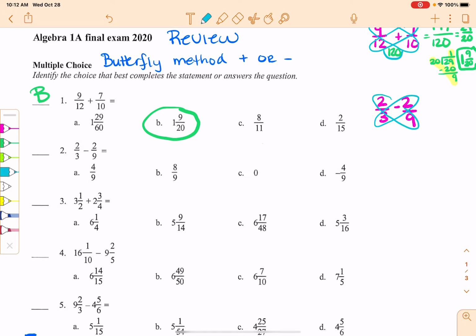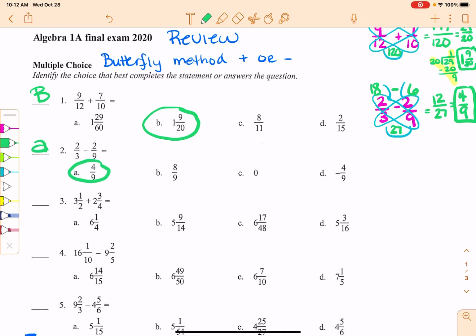So I'm going to set up my butterfly. In the first one, 9 times 2 is 18. Then this one, 3 times 2 is going to be 6. Now in this one, we're subtracting that, so that's going to be 12. On the bottom, 3 times 9 is going to be 27. And if I reduce that in Desmos, it would be 4 over 9. So it's going to be A.